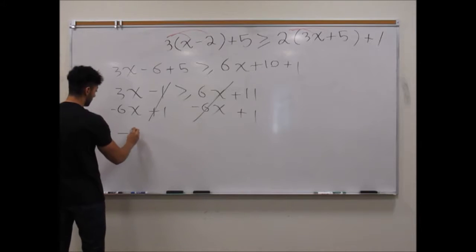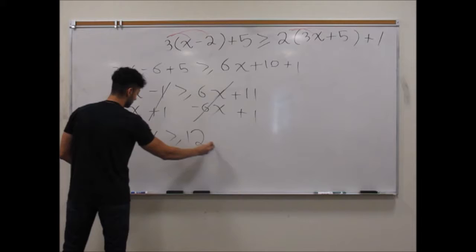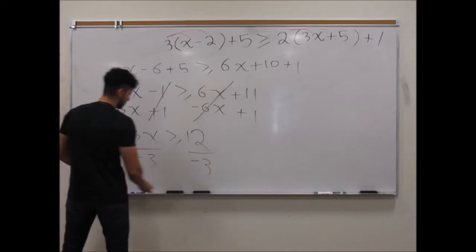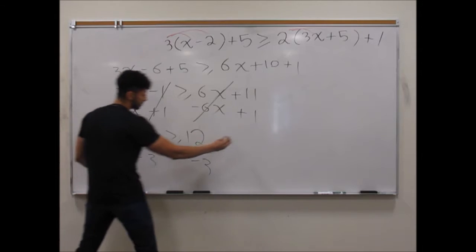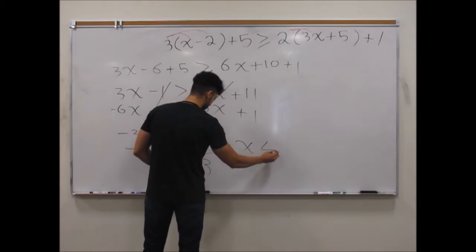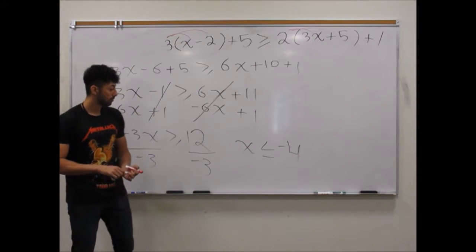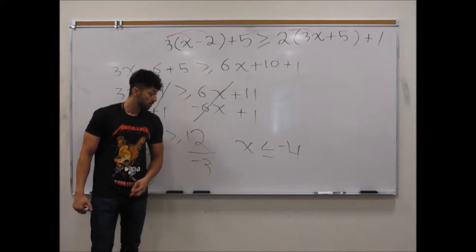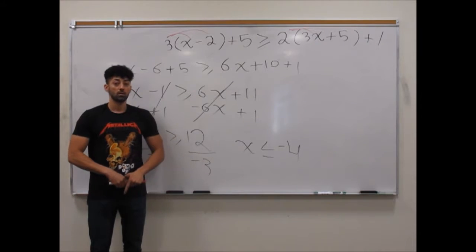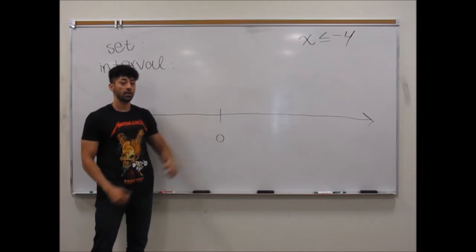So then I get negative 3x is greater than or equal to 12. Then I divide by negative 3. Divide by a negative so that sign will switch. Alright, so then now we're going to put that into set notation, interval notation, and shade it on a number line. So that's what we got when we isolated it.